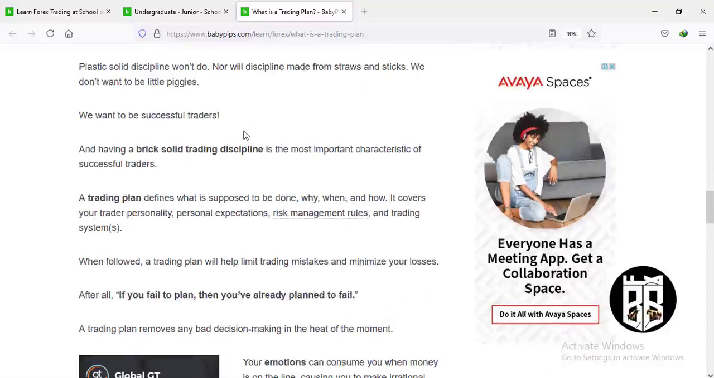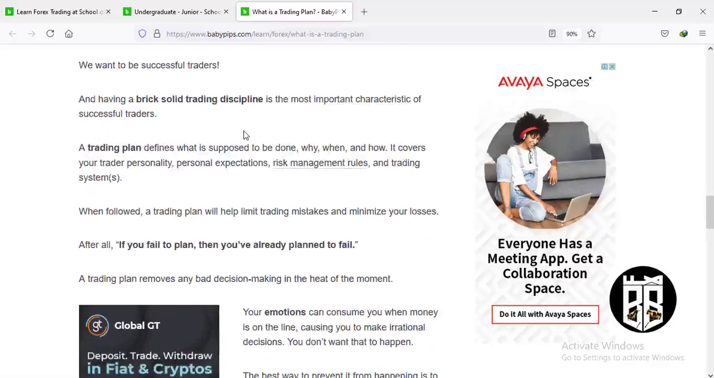Believe me, what they're saying here is true. In fact, all they've been saying is true, because I've already gone through this before. You can't imagine what it has done to me. It has done me more bad than good. When you don't have a brick solid trading discipline, most of the time you are going to burn your account.